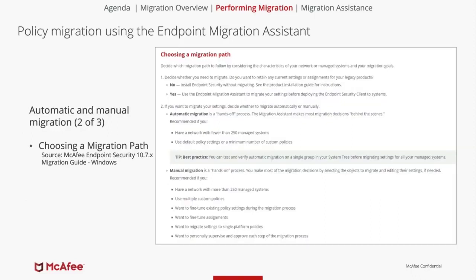When choosing between using either automatic or manual migration for moving over your legacy policies and client tasks, it really comes down to the complexity and scale of your environment as to which method you choose. If you have a smaller environment or one that isn't very complicated with a small number of policies and client tasks and a shorter system tree grouping, automatic migration would work just fine. But if you have a more complex environment with many different policies and many different system tree groups with different settings, manual migration is most likely going to be the method for you.